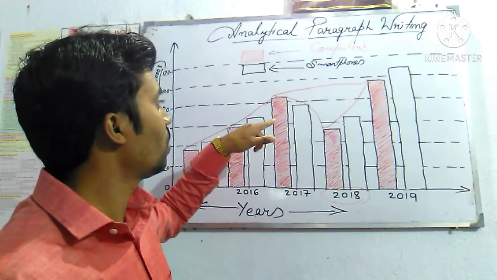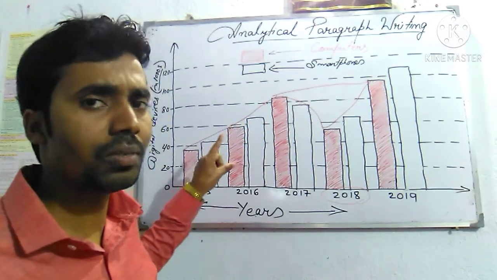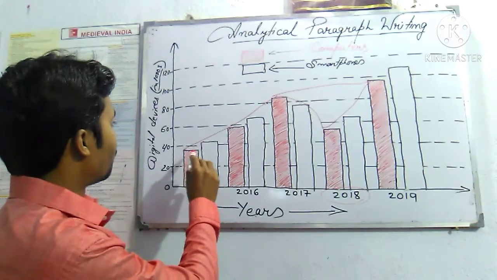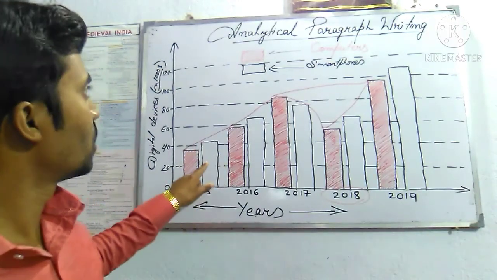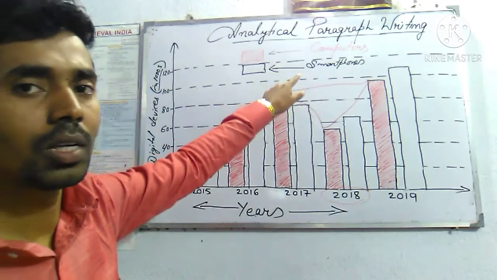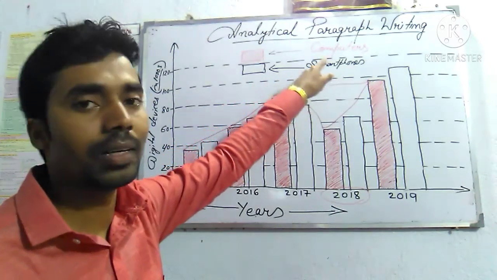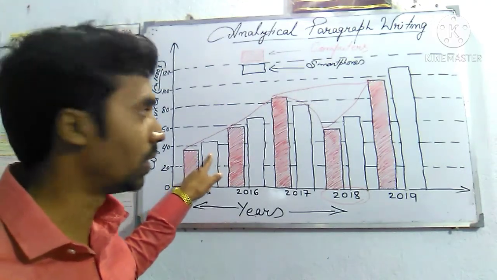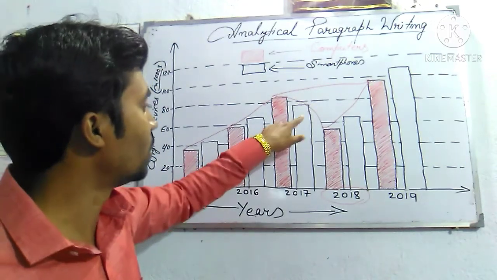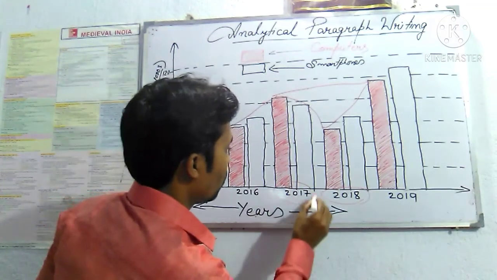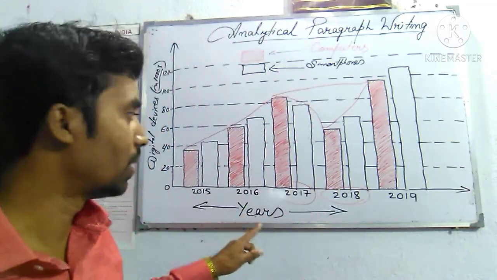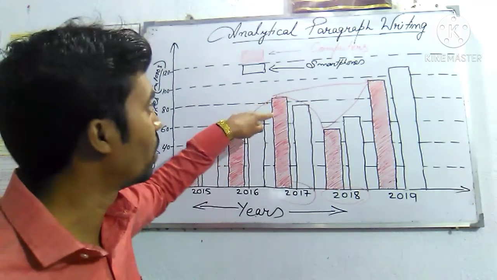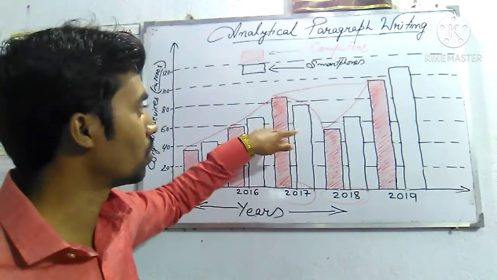And what else? If you observe it very closely, every year, the purchases of smartphones have been greater than the purchase of computers. You see here, purchase of smartphone is greater. Here, there is one exception to this rule. In the year 2017, the purchases of computers were more than that of smartphones.